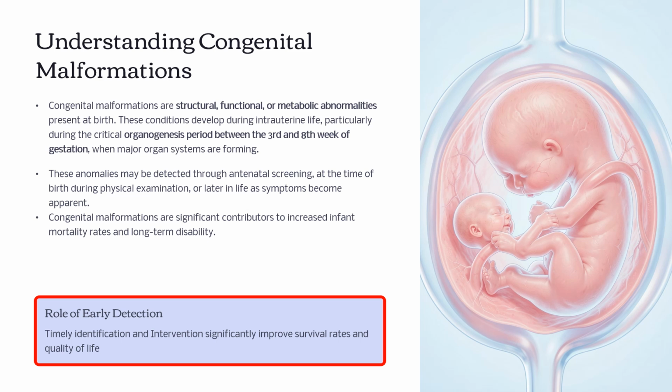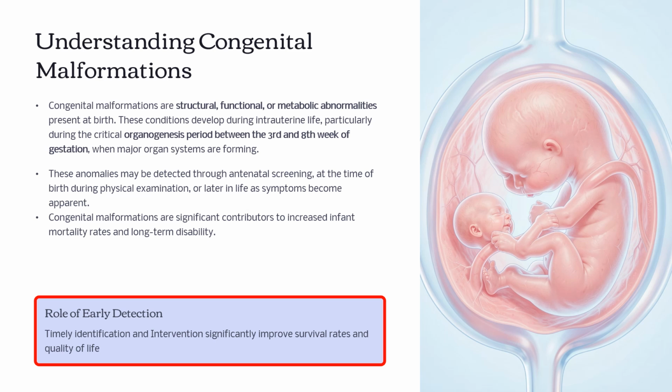First of all, we need to understand what congenital malformation is. It's a structural, functional, or metabolic abnormality present at birth. Note the words "present at birth": any structural, functional, or metabolic abnormality identified or present immediately after birth is called a congenital malformation.